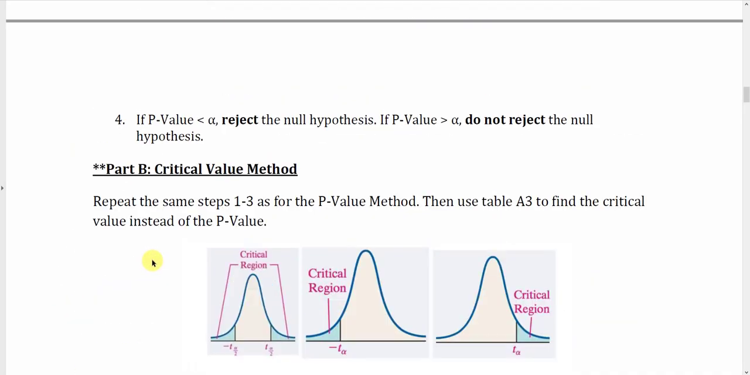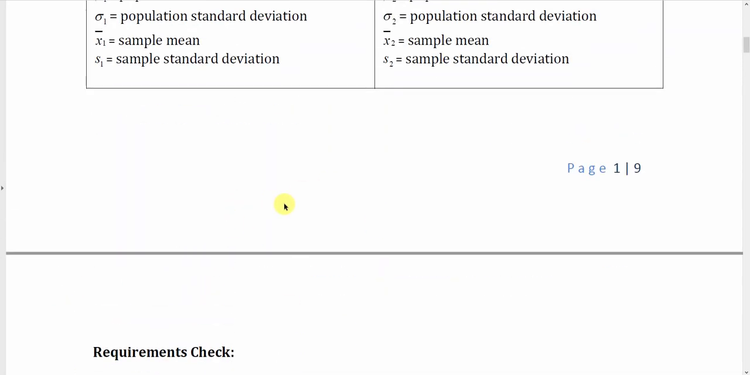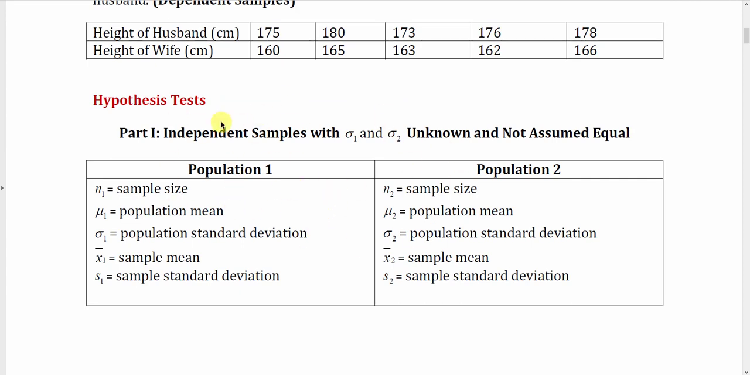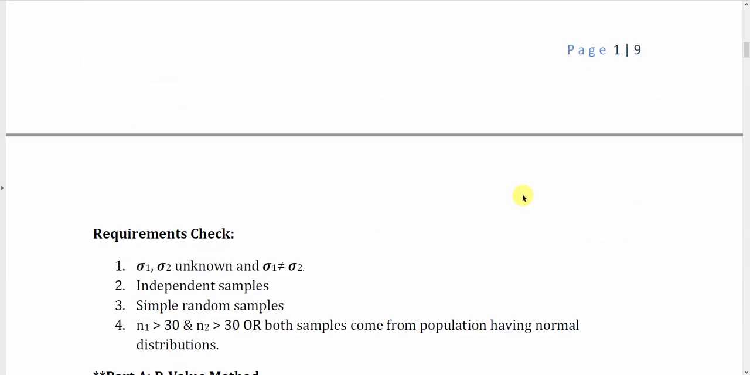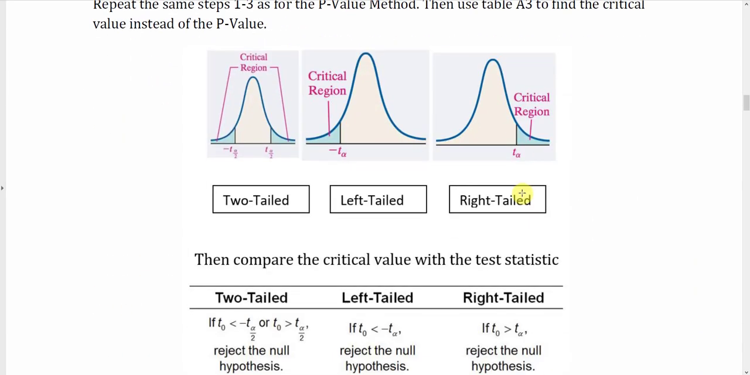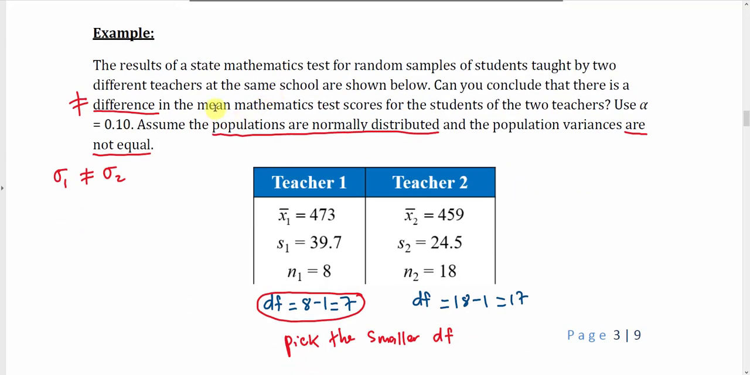In this case, we focus on the methods below, which are only for independent samples where sigma, the standard deviation, is unknown and assumed not to be equal. The problem already gives you the information that the variances are not equal, so we are good. We assume they are not equal, and the populations are normally distributed.